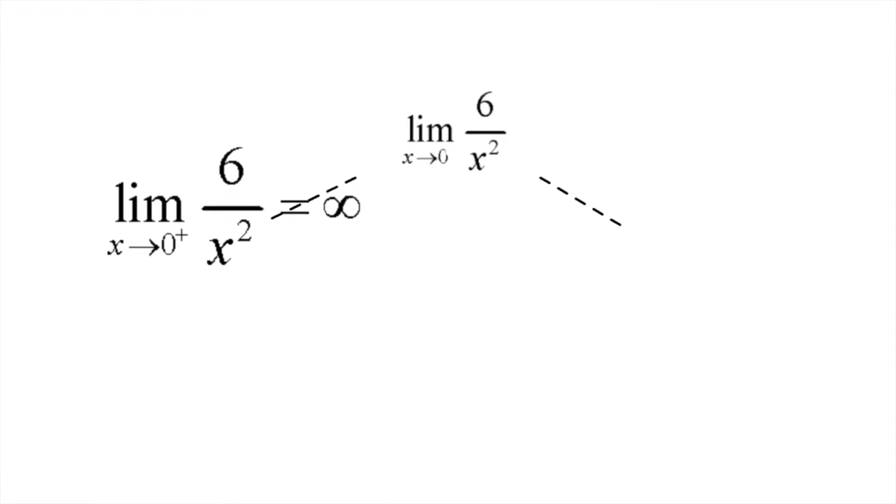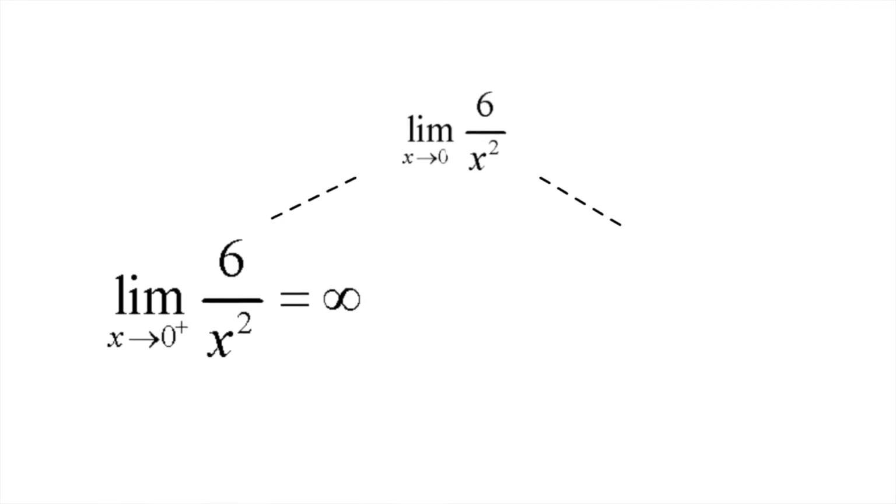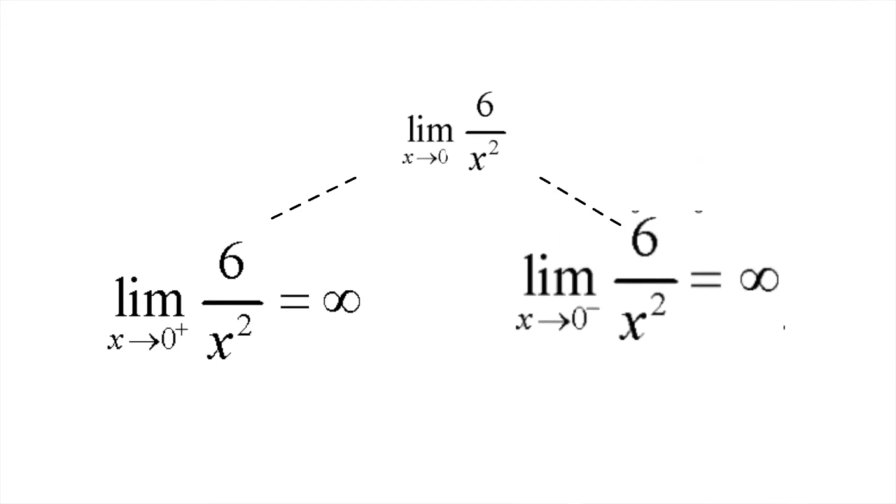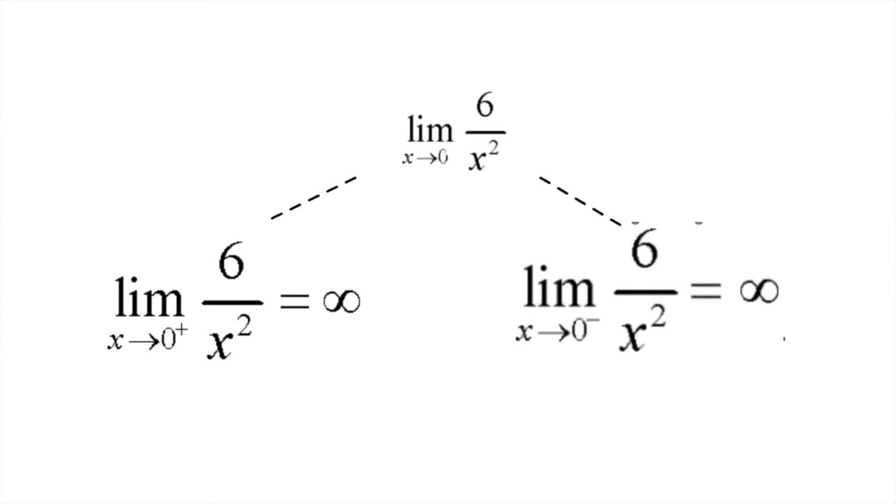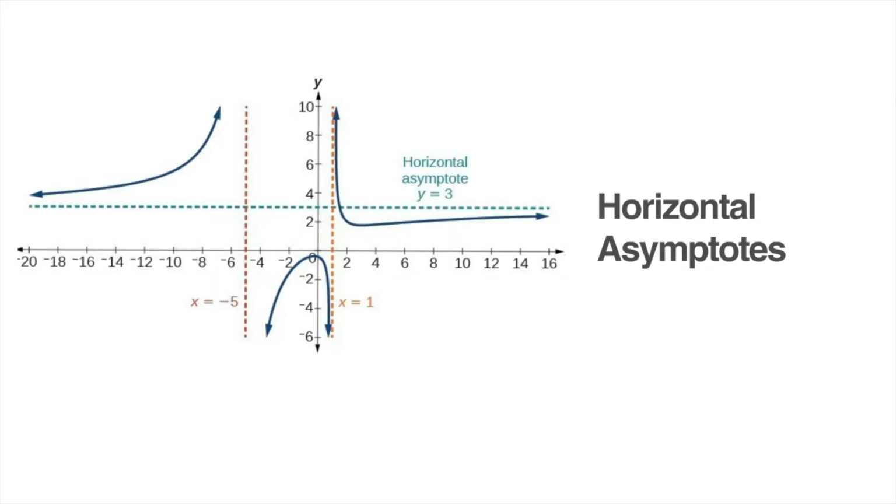Here's an example. As you can see, plugging in 0 gives you a number over 0, so you know all you can do is plug in numbers. Plugging in a number on the right side of 0 will give us 6 over 0.001, which is a very big positive number, basically infinity. If we do the same thing on the left by plugging in negative 0.001, we get positive infinity. So we know the limit overall is infinity.